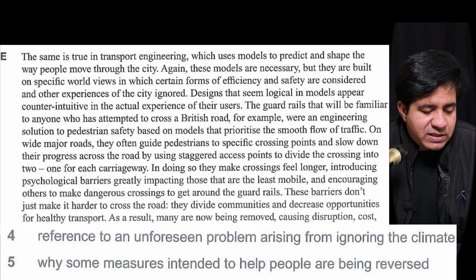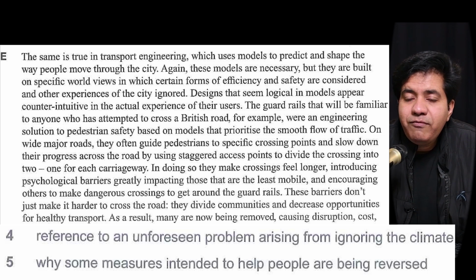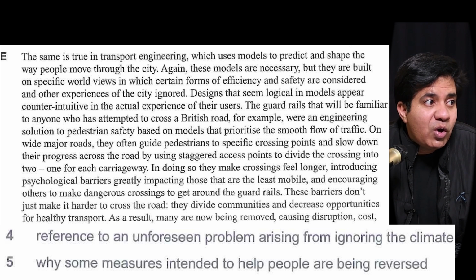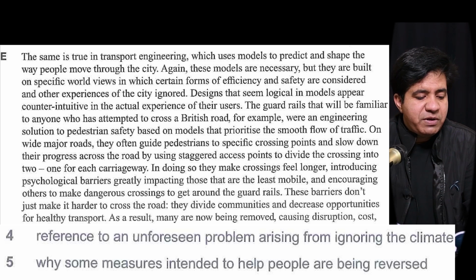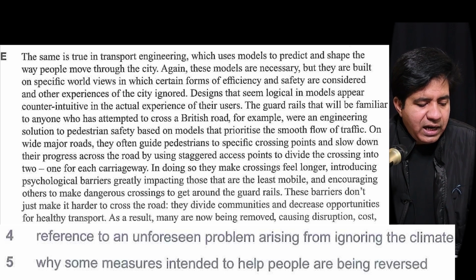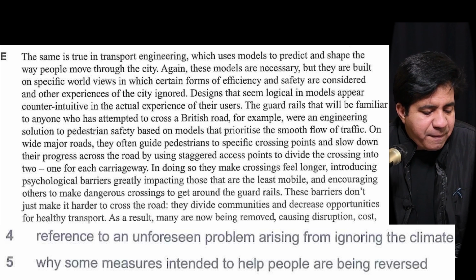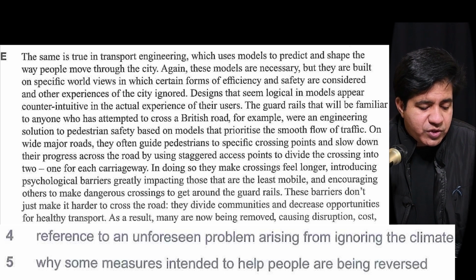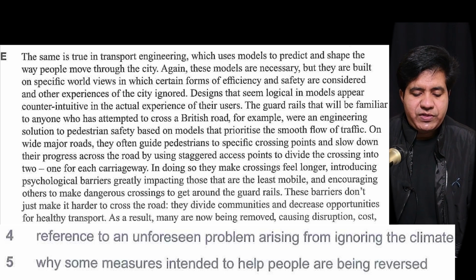And other experiences, because I'm reading it loudly. When you skim it with a pencil, your speed will be faster. When you skim without a pencil, your speed will be slow. But when you skim with a pencil, you move the pencil, your eyes will follow the pencil and your speed is going to be faster. So, 4th line: and other experiences of the city ignored. Designs that seem logical in models appear counterintuitive in the actual experience of their users. Focus on this. Designs that seem logical in models appear counterintuitive in the actual experience of their users.